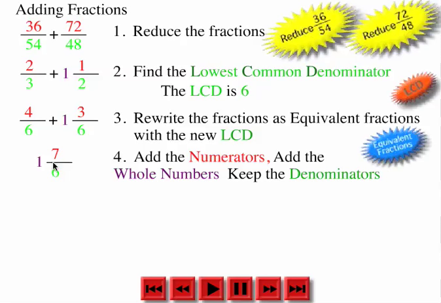The 6 is going to go into the 7 once. We're going to make that a whole number, but we already have a whole number, so we add it to our whole number: 1 and 1 is 2. So we get 2, and the remainder is 1. So 2 and 1/6.